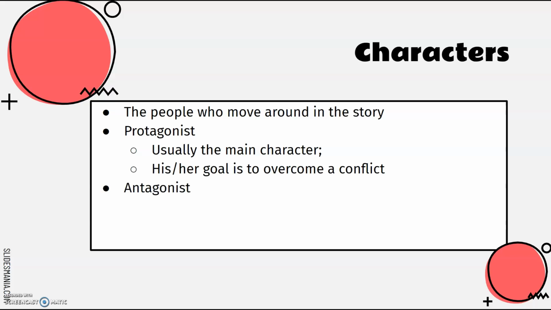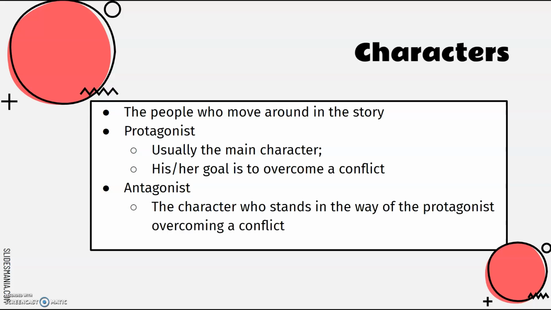Then we have the antagonist. The antagonist is the character who stands in the way of the protagonist overcoming a conflict. So this is the character that's going to give the protagonist a little trouble and try to keep that protagonist from resolving the conflict.